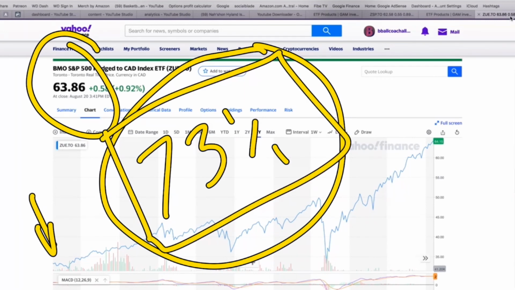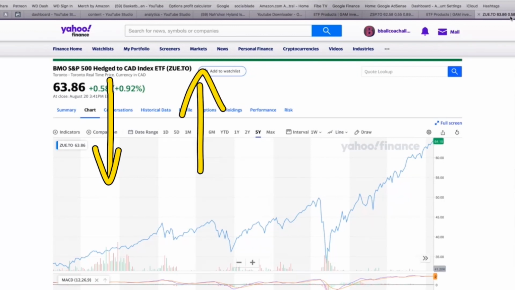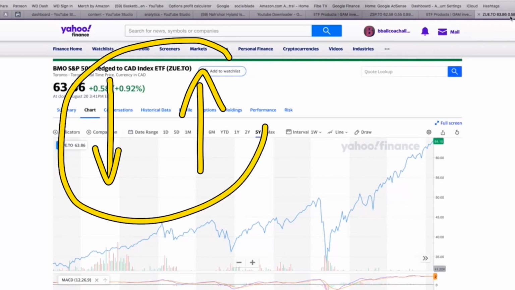What that ultimately means is over that time, the Canadian currency has devalued versus the American. The American dollar has gone up over that 5-year period. And then on top of it, the stock markets also increased during that time, which means that ZSP over the past 5 years should have and has outperformed the hedge. Which means that over the past 5 years, ZSP versus ZUE was a better decision.